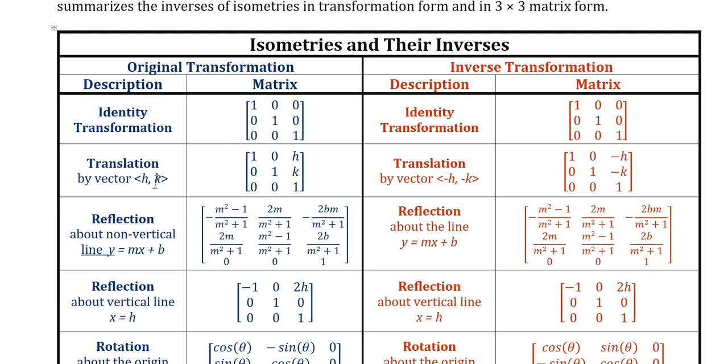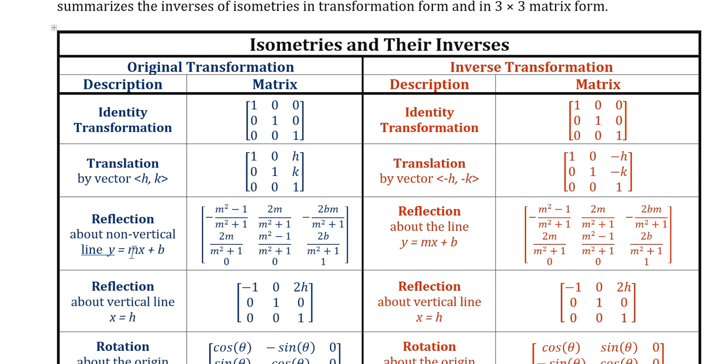A translation by (h, k) we saw could be the identity matrix, except you replace these first two things in the last column by your vector (h, k). The inverse will be a translation by the vector (-h, -k), so it will be this matrix right here.